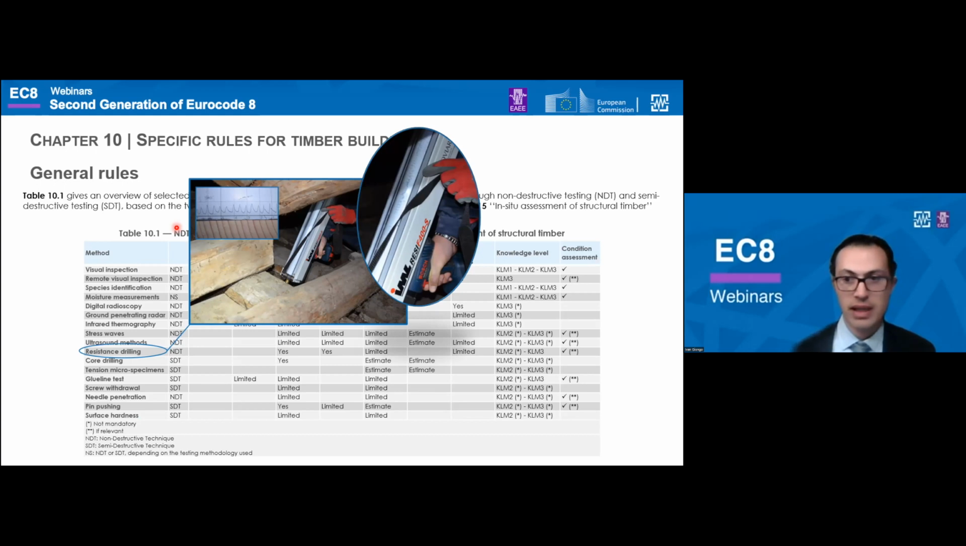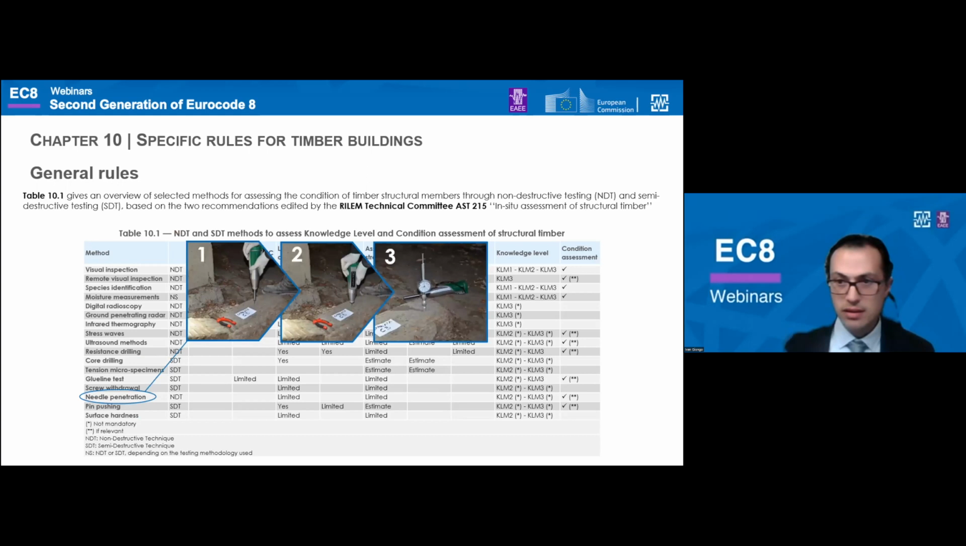And with such a method, it is possible to locate decay and also inner voids, also in those areas, such as, for example, the beam ends or the joist ends that are often inaccessible and hidden from view, and that are the most critical because of the contact between wood and other hygroscopic materials, such as masonry, for example. Therefore, resistance drilling is mandatory if the goal is to reach a high knowledge level.